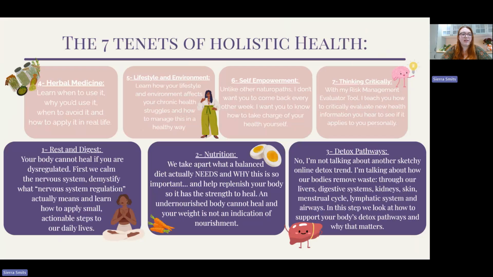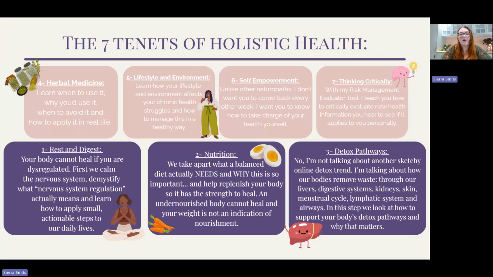Number 4 is herbal medicine. We're going to talk about when you'd use it, why you'd use it, when to avoid it, and how to apply it in real life. And I actually have a really cool method to make herbal medicine applicable in real life to people. So number 5 is lifestyle and environment. Learn how your lifestyle and environment affects your chronic health struggles and how to manage this in a healthy way.